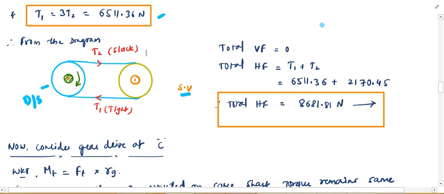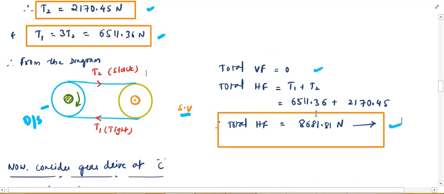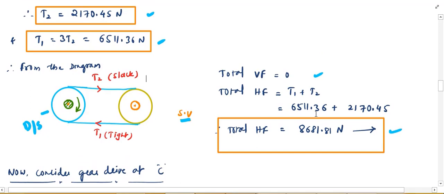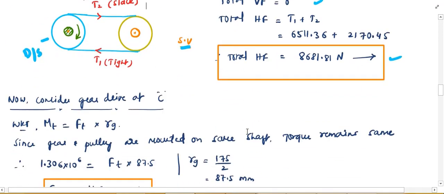So from this diagram, the total vertical force on this shaft will be 0 because the weight of the pulley is not given. Total horizontal force, T1 plus T2, is equal to 6511.36 plus 2170.45. So here the total horizontal force will be 8681.81 newtons, and which is going behind. So the direction is indicated here. If I see it from the right view, it will be going to the right side.